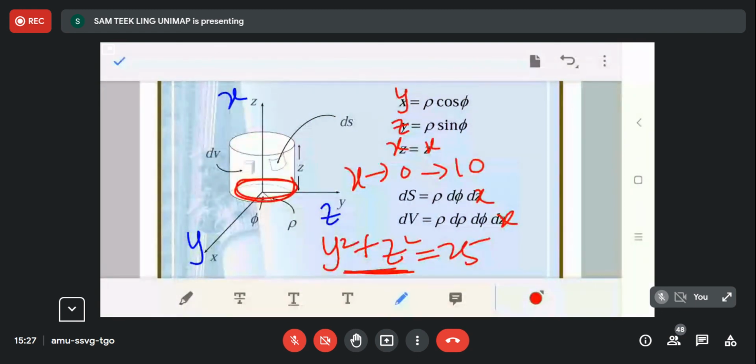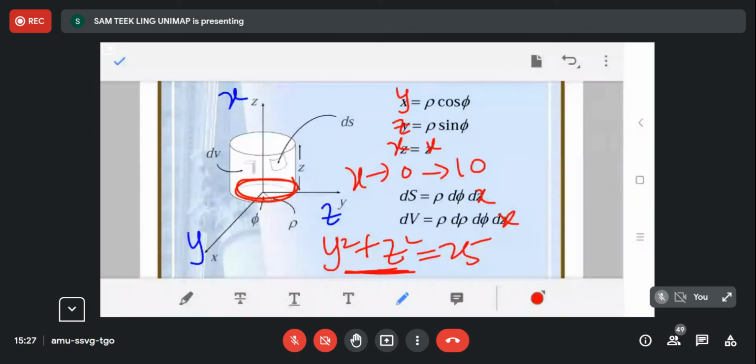So any question? For the exercise question 3, you apply this one. You follow this formula: Y equals R cos phi, Z equals R sin phi, X equals X. So got any question?